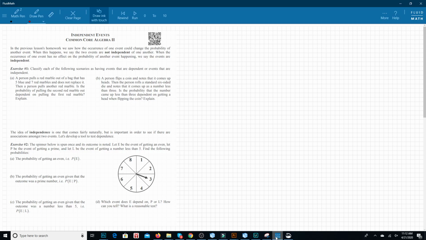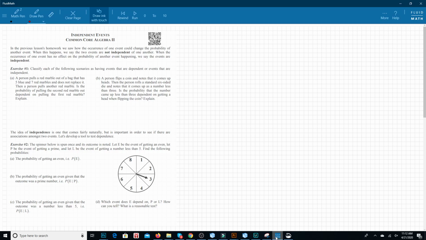So let me just start off by reading it. It says, in the previous lesson, homework, we saw how the occurrences of one event could change the probability of another. When this happens, we say the two events are not independent of one another. When the occurrence of one event has no effect on the probability of another event happening, we say the events are independent. Now, exercise 1 says, classify each of the following scenarios as having events that are dependent or events that are independent.